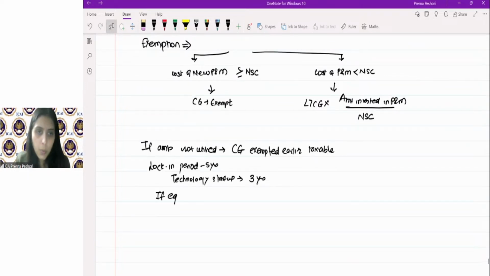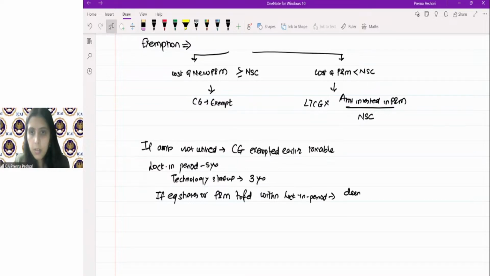So if equity shares or plant and machinery are transferred within the lock-in period, the capital gain exempted earlier is taxable as deemed capital gain. Are we clear? Any doubt?